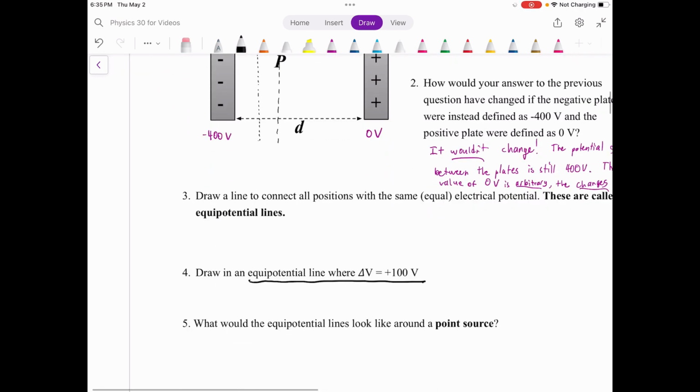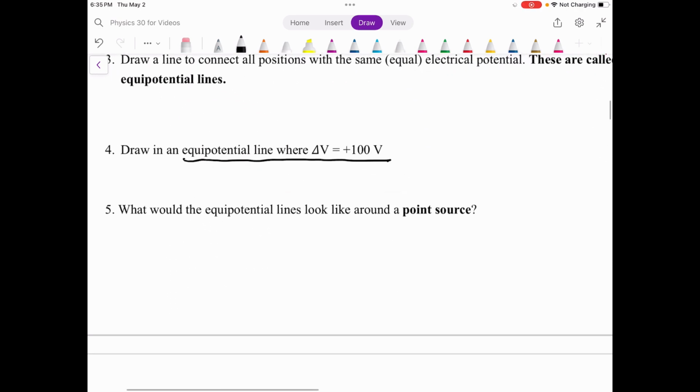All right, so next it asks us an interesting question. What would the equipotential lines look like around a point source? So a point source just means something like a positive charge that looks like that. Not two plates where there's a uniform electric field, but one that actually has an electric field that we know decreases as you get further away, right? E equals kQ over r squared. So it decreases as we get further. What would the equipotential lines look like around something like that?